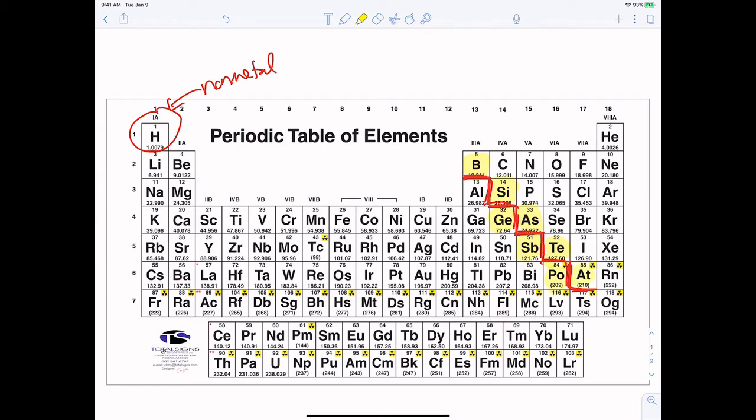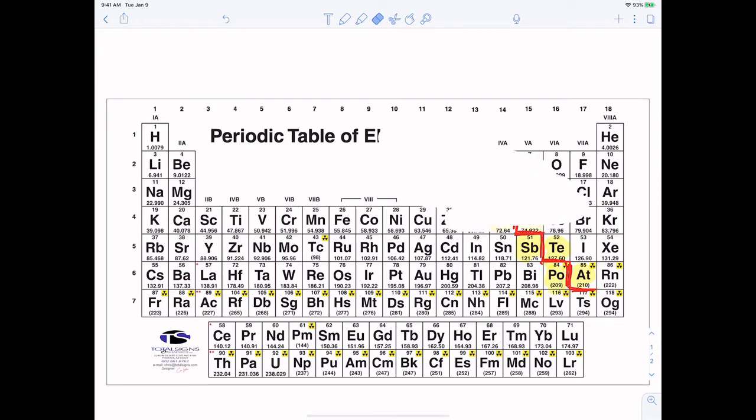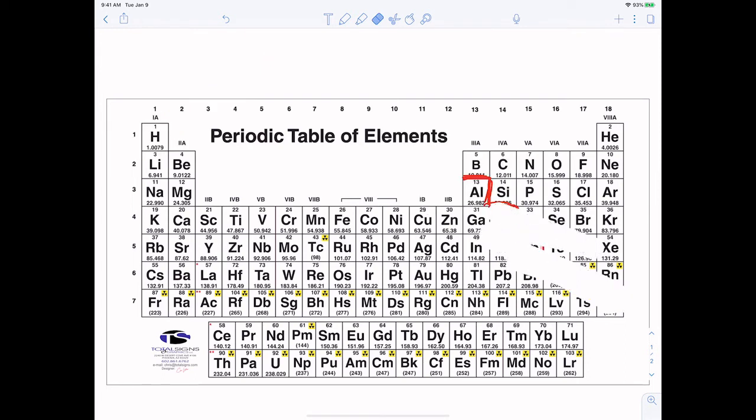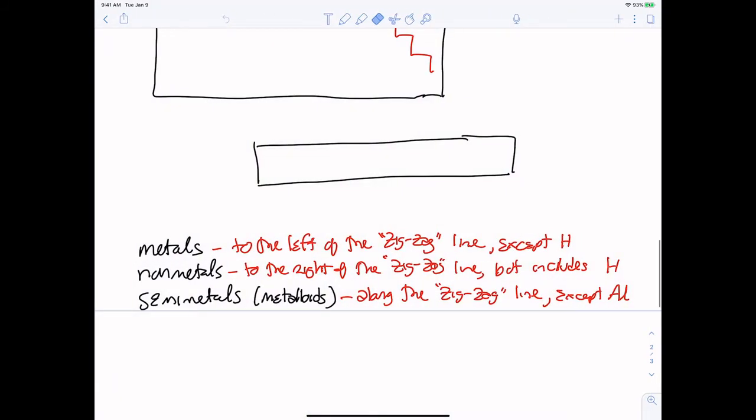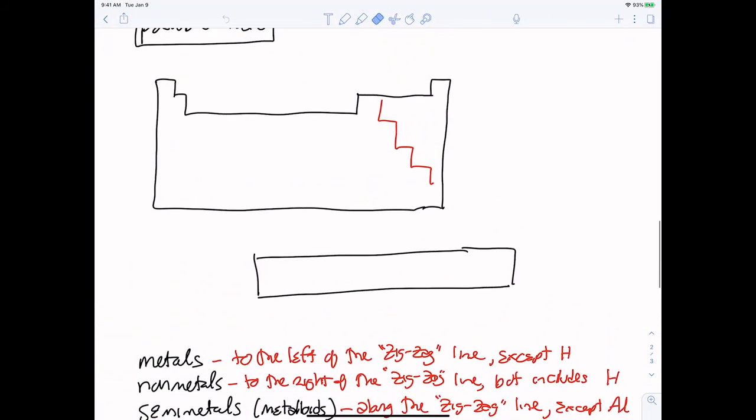So just be familiar, if I say it's a metal, or if I give you an atom, know its properties in terms of metal, non-metal, or semi-metal. So I'm going to erase this here so when we come back it's nice and clean for us. Okay. So metals, nonmetals, and semimetals.